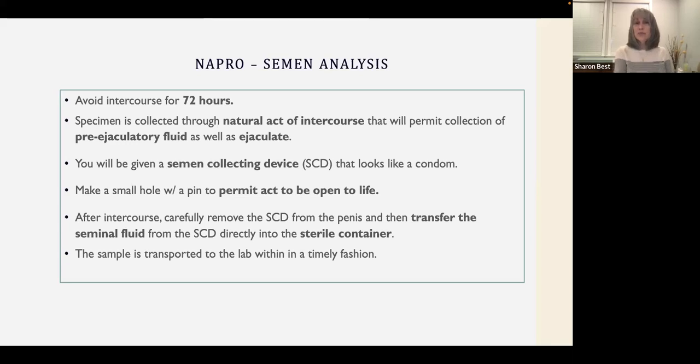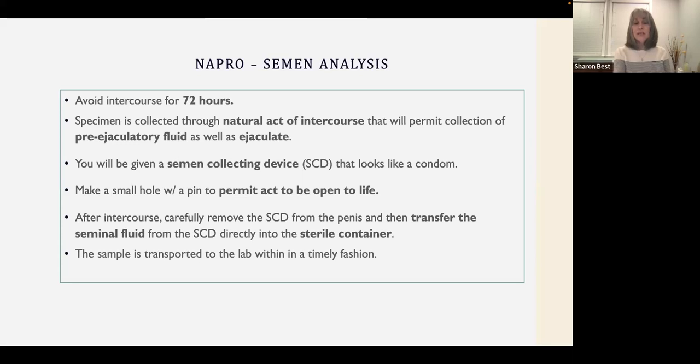We ask them to avoid intercourse for 72 hours. We give them something called a semen collecting device, an SCD. It's really a condom, but it is a polyurethane condom that they can buy on Amazon that won't interfere with the semen analysis. So we tell them to put a few holes in the condom, have intercourse in the natural way, and because the condom has a hole in it, they will be open to the transmission of life.